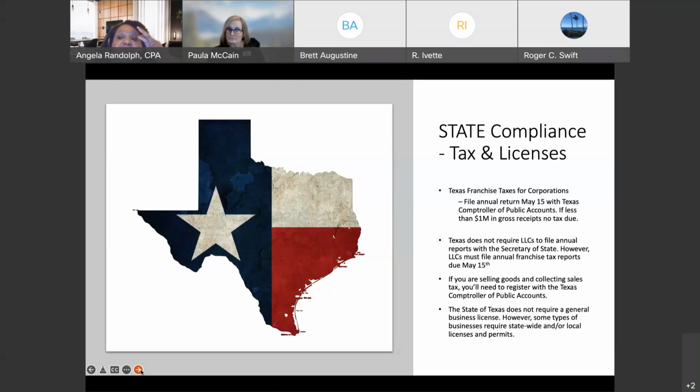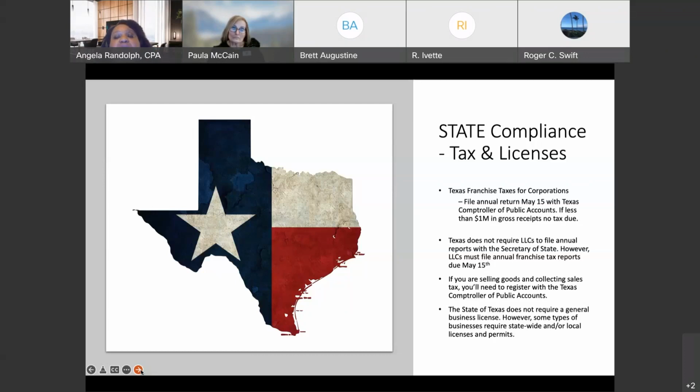Okay, so every year, May 15th, you're required to file an information return with the Texas Comptroller of Public Accounts, and basically you're reporting on your gross receipts. If those gross receipts are less than $1 million, then there's no tax due. If you've grossed beyond $1 million, then there is a franchise tax table that'll apply and tell you what the tax due is.